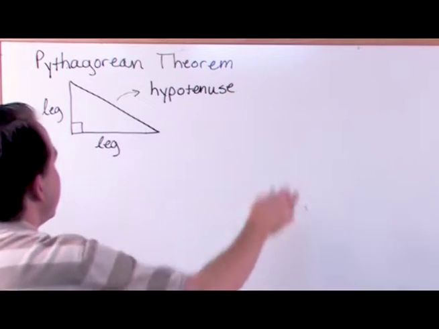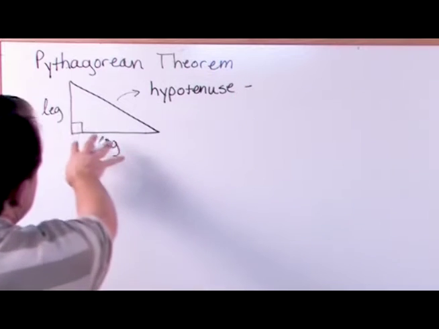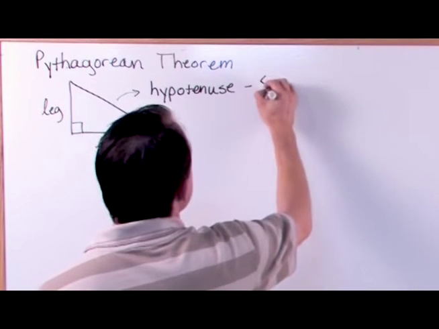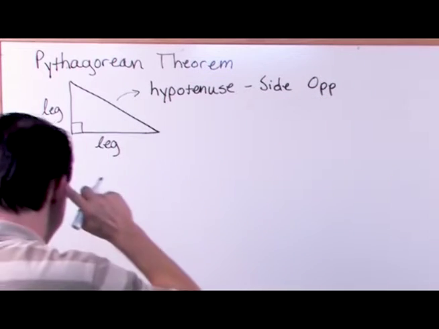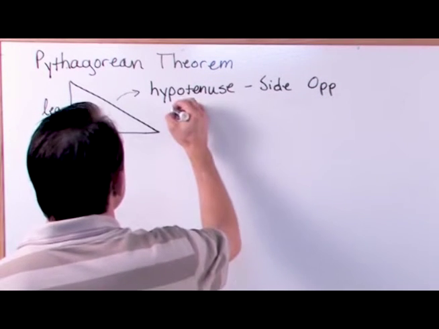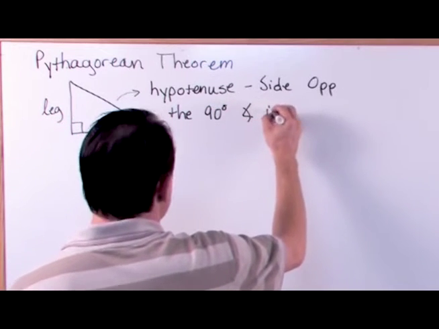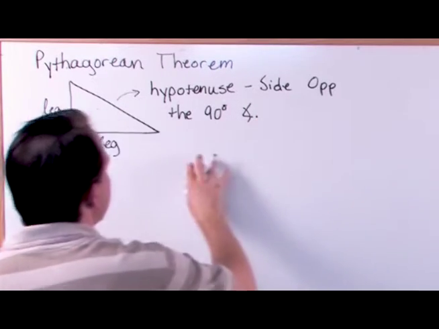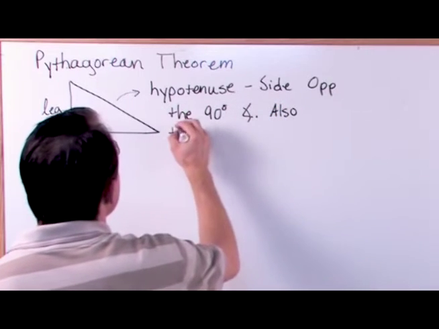Okay, nothing special here. It's just called the hypotenuse, and I've drawn it in pictures here, so I think you'll understand what it is. But in words, what you'll see in the textbook is it's the side opposite the 90-degree angle, and it is also the longest side.